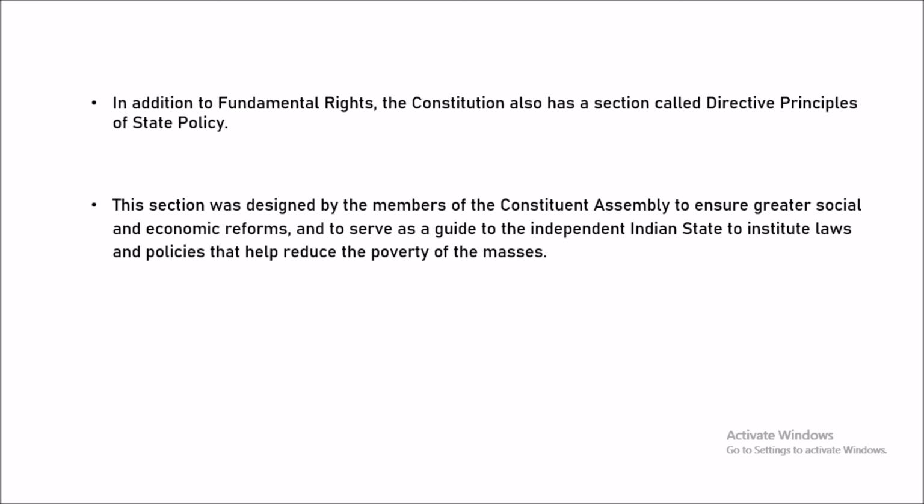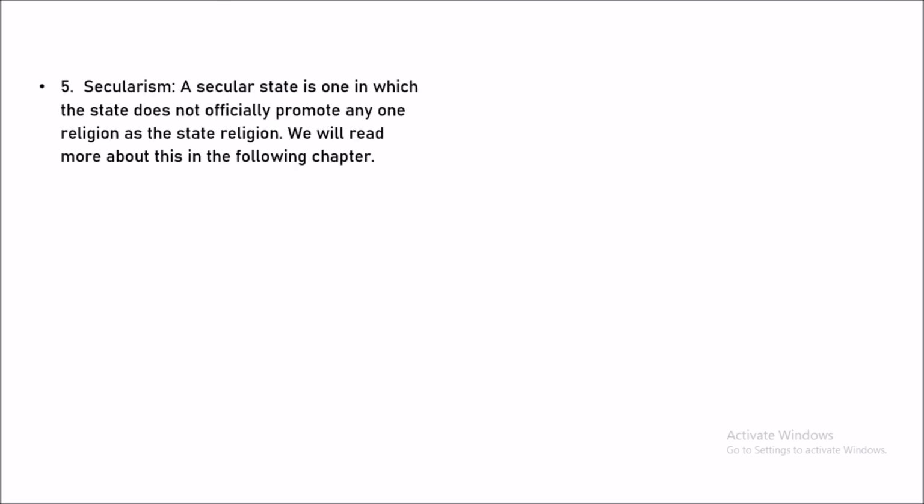The fifth key feature that we are going to discuss is secular state. A secular state is a state in which there would not be any official religion. Secularism means a state is one in which the state does not officially promote any one religion as a state religion.